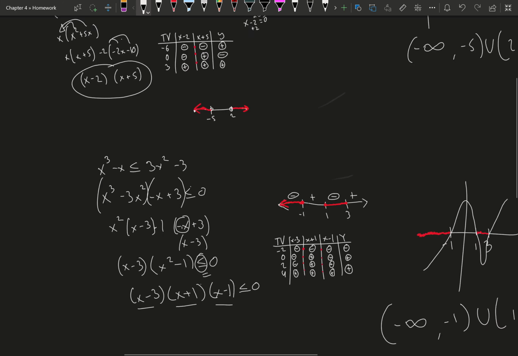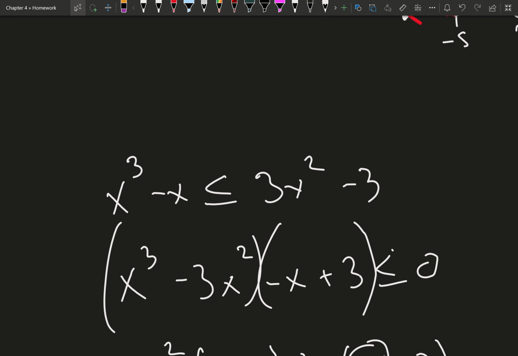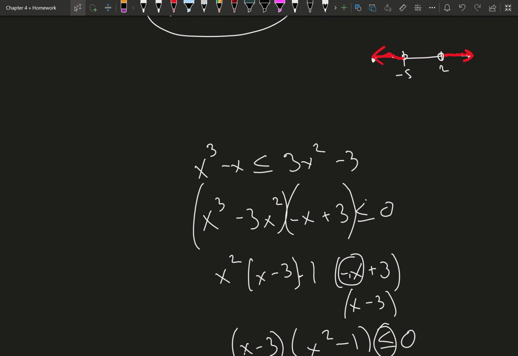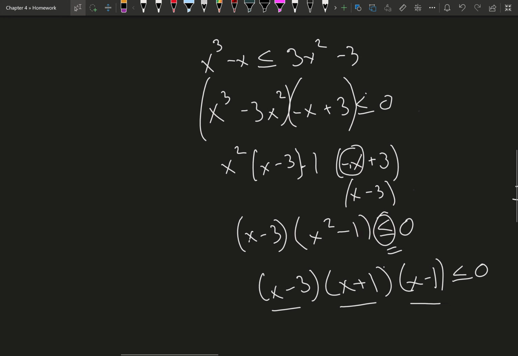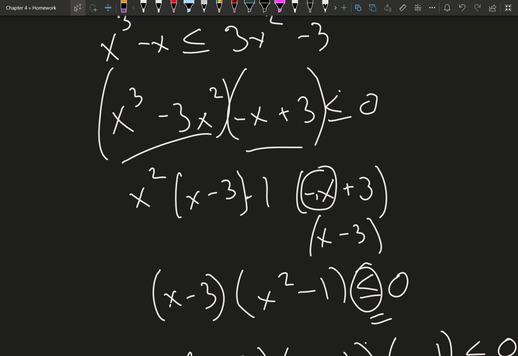And the next problem I have here is x cubed minus x is less than or equal to 3x squared minus 3. To do this, you would get these to be on the left side of the equation, so this will equal 0. Then you can factor by grouping, as you see here, by this and this. Then you can take out what you can, so you can always take out x squared, so then it'll be left with x minus 3.